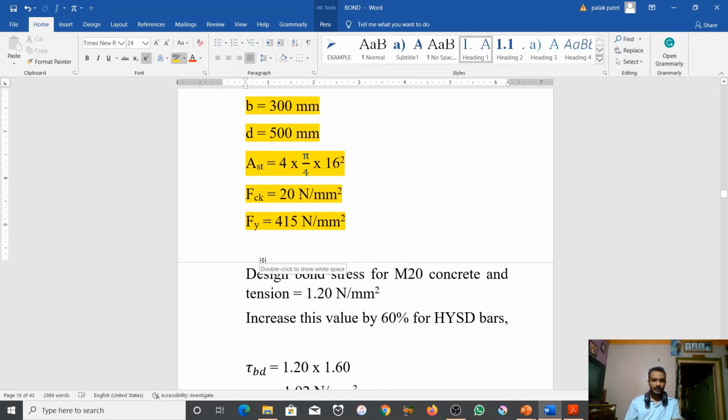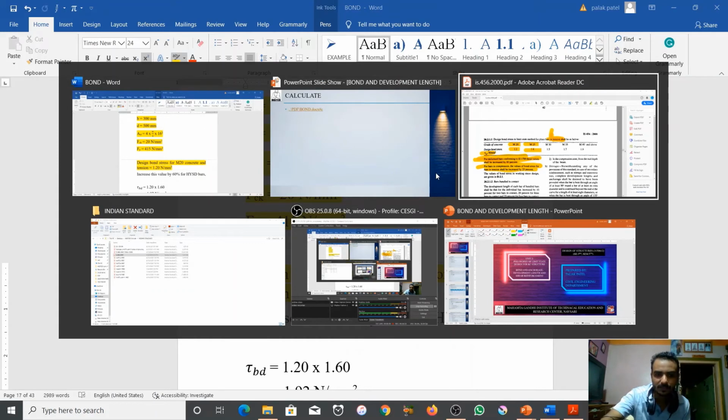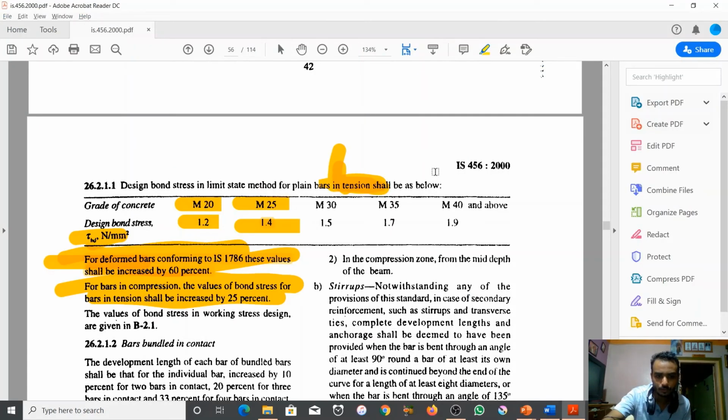Design bond stress for M20 concrete in the tension zone is 1.2 Newton per mm square. How do we find it for M20 concrete? You have to follow the same table. For 20 grade of concrete, the design bond stress is 1.2.